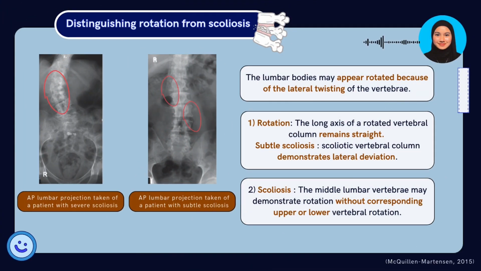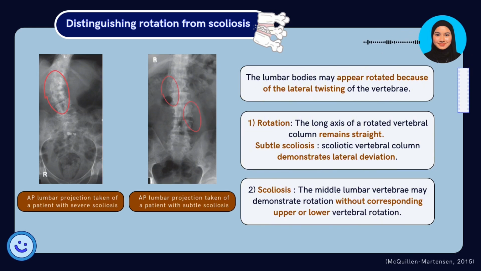Let's look at how to distinguish rotation from scoliosis. In patients with spinal scoliosis, the lumbar vertebrae may appear rotated due to the lateral twisting of the spine. While severe scoliosis is usually obvious and not easily mistaken for rotation, subtle scoliotic changes can be more difficult to differentiate and may resemble patient rotation. There are a few key clues to help tell them apart.